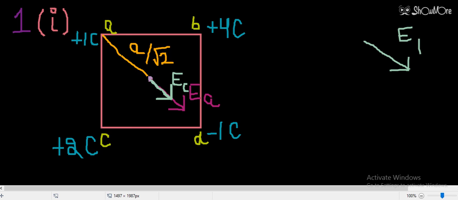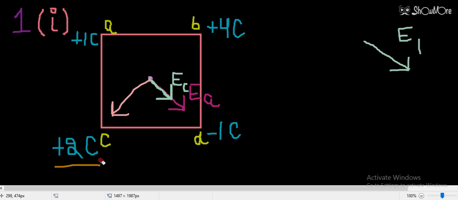So we have calculated up to E1. Now see, this is plus 4 coulomb. The direction of electric field due to plus 4 coulomb will be in this direction, and the direction of electric field due to plus 2 coulomb will be in this direction.